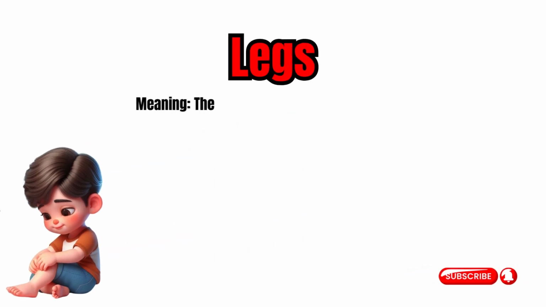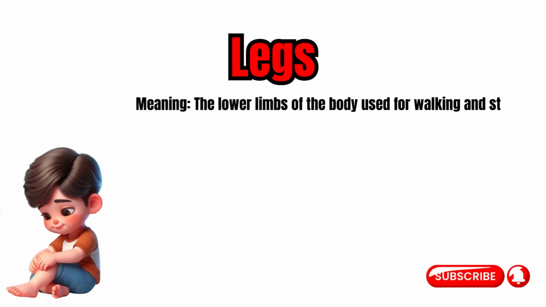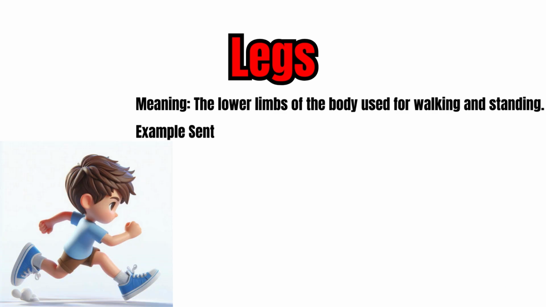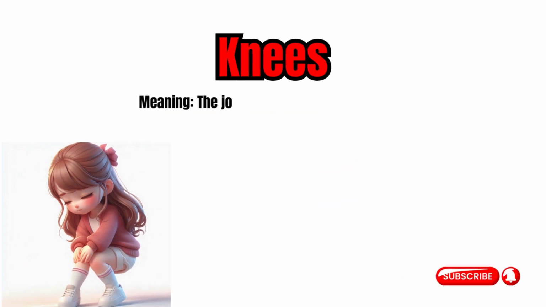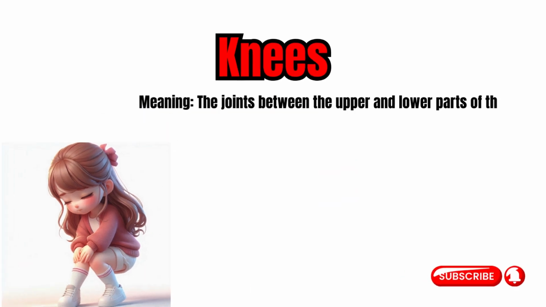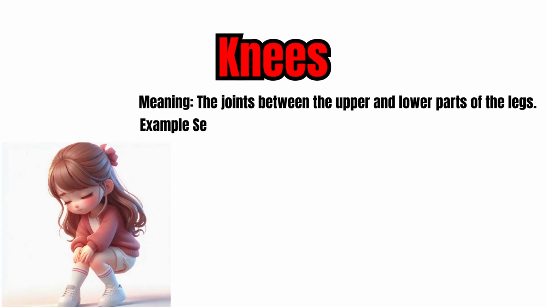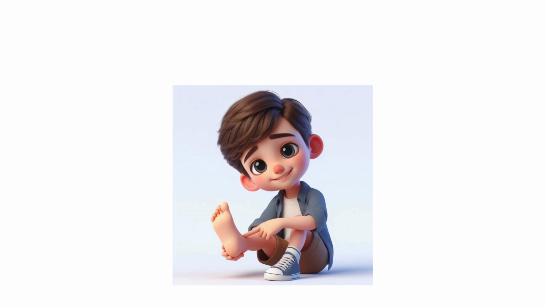Legs, meaning the lower limbs of the body used for walking and standing. Example sentence: he ran as fast as his legs could carry him. Knees, meaning the joints between the upper and lower parts of the legs. Example sentence: she fell and scraped her knees.